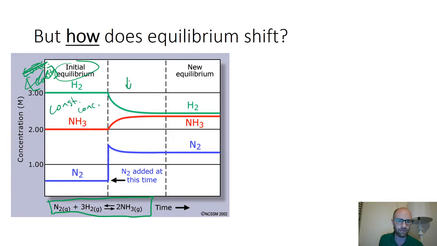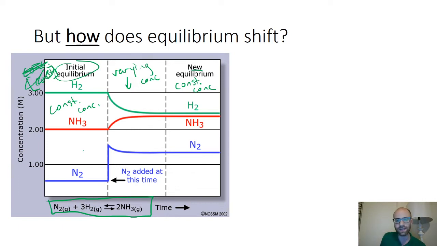Here we have varying concentrations. And here we have constant concentrations again. Now what we can see is that we went from an equilibrium here, and then we've got a new equilibrium over here, but that new equilibrium does not look the same as the old equilibrium. They are constant, sure, but they're not constant at the same values of the original equilibrium.